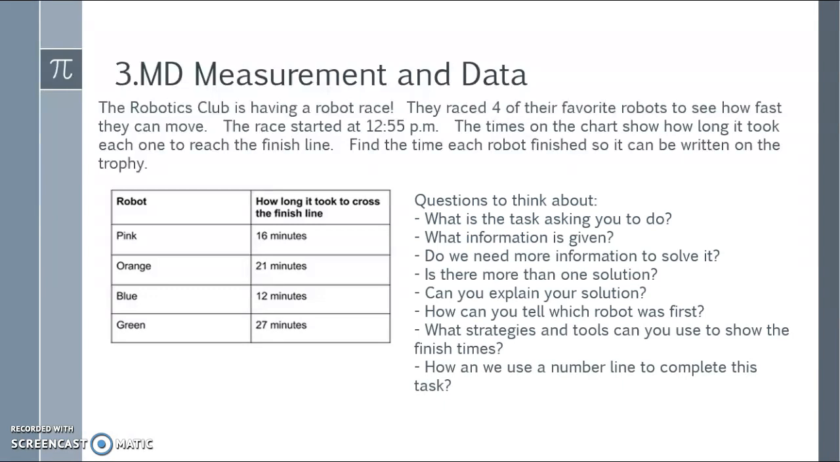Some questions to think about, something that you might ask your students or you may be thinking about yourself. What is the task asking us to do? What information do we have? Do we need more information? Is there more than one solution? Can you explain your solution? How can you tell which robot was first? What strategies and tools can you use to show the finish times? How can we use a number line to complete this task?